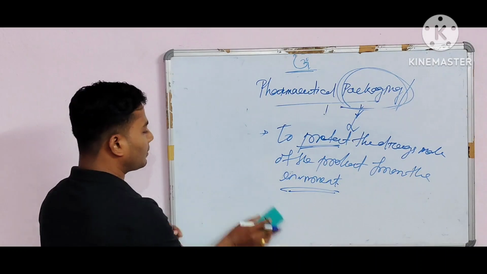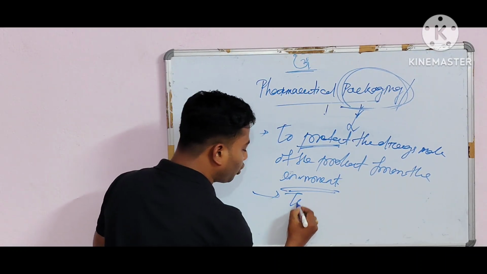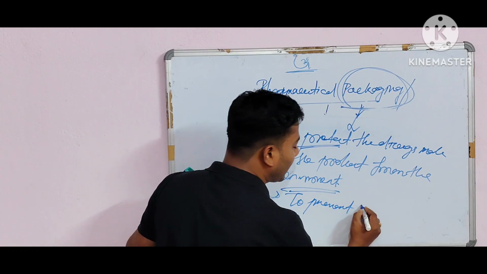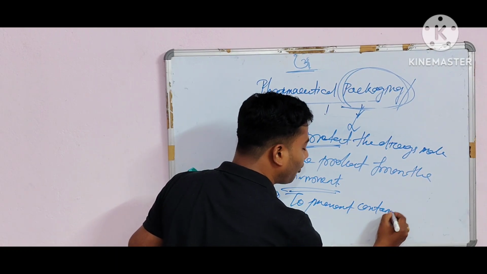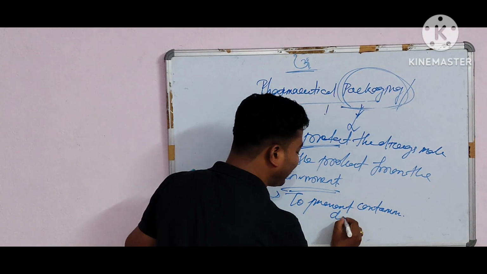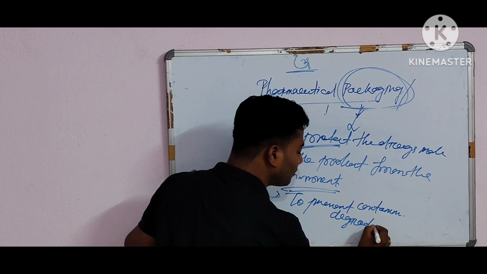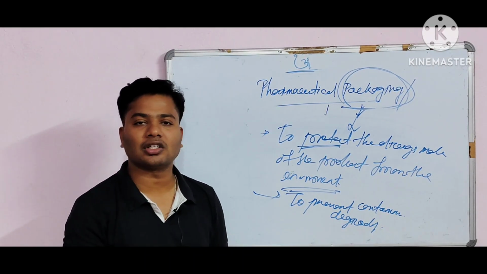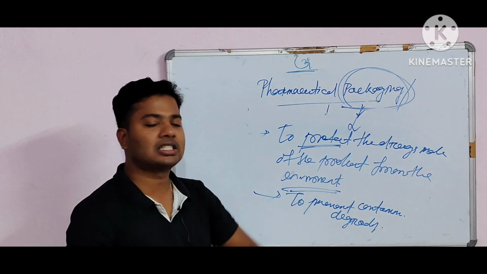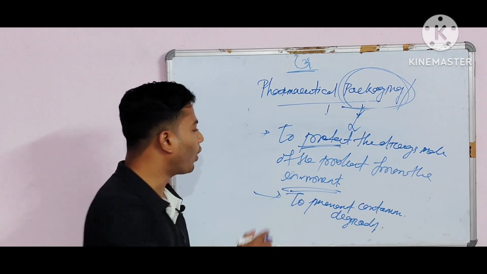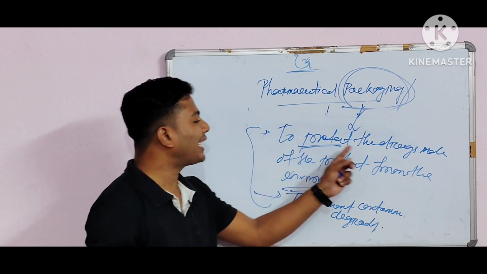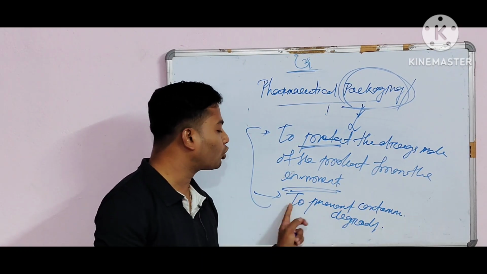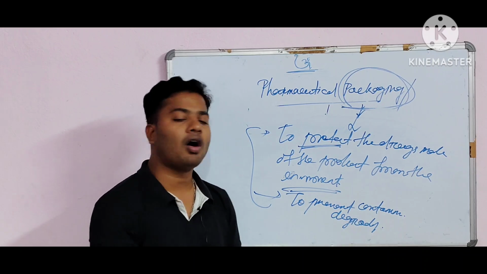The first point is to prevent contamination and degradation. That's why you have to package the pharmaceutical product. So the first thing is to protect the drug molecules of the product from the environment and to prevent the contamination or degradation.